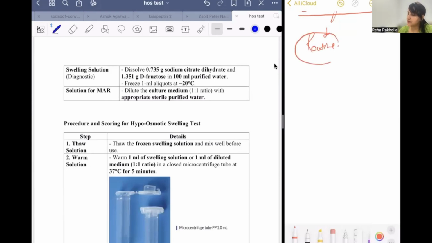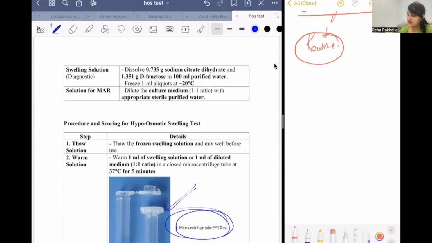In routine diagnostic purpose, we have to dissolve 0.735 gram sodium citrate dihydrate and 1.351 gram D-fructose in 100 ml purified water. We have to divide this into 1 ml portions, keep them in microcentrifuge tubes, and store those tubes in a freezer at -20 degrees Celsius. The citrate in sodium citrate dihydrate helps create a hypotonic environment, while the fructose provides energy for sperm viability.